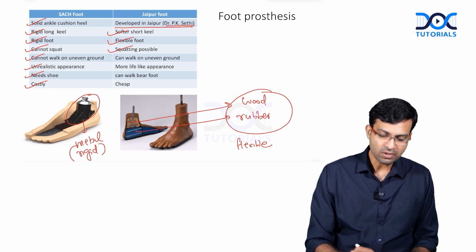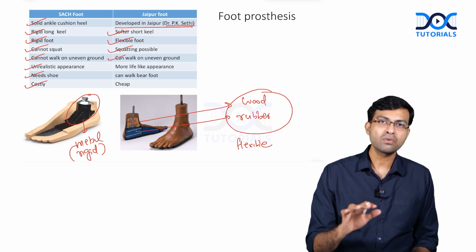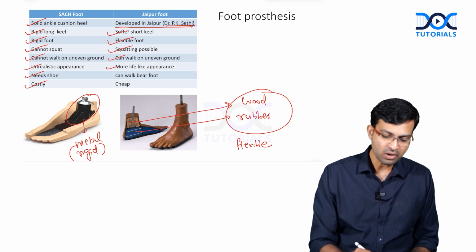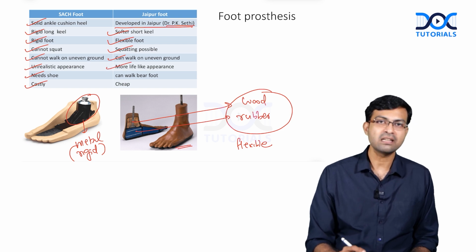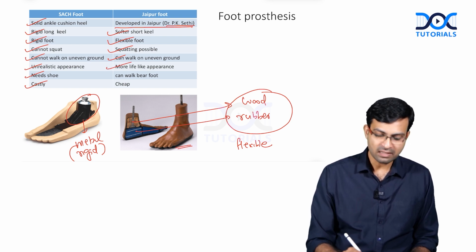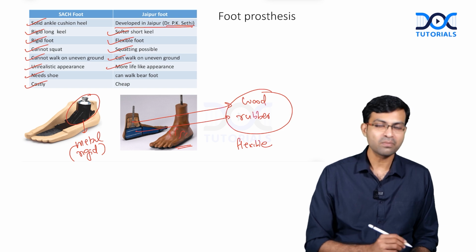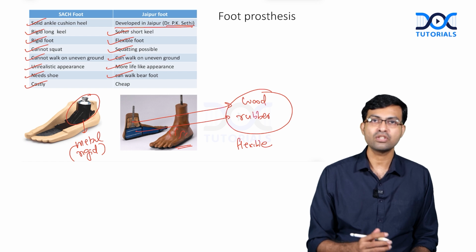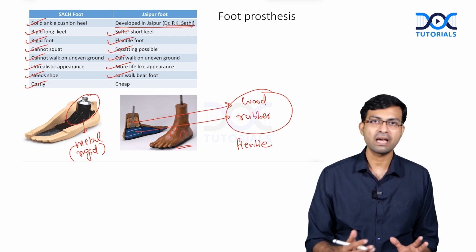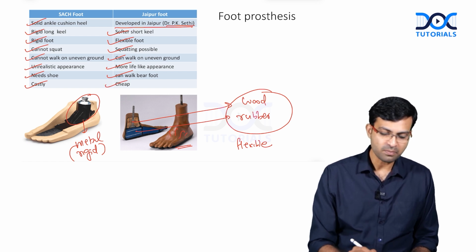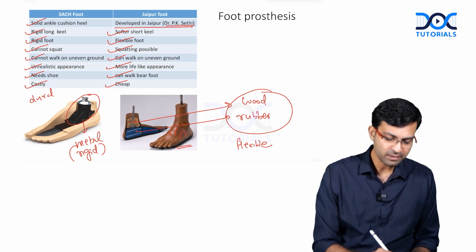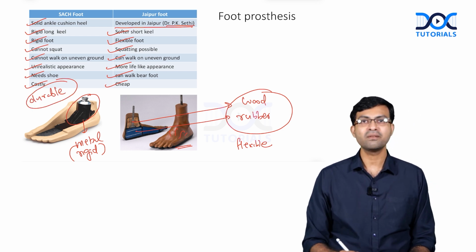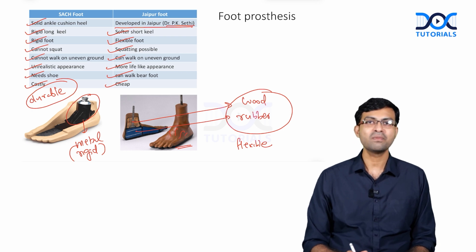so squatting is possible. The patient also will be able to walk on uneven surfaces. It is more lifelike, more similar to our Indian complexion. You can see veins and all are also visible on it. The patient can walk without any shoes. It can be used barefoot and it is also much cheaper. But what is the advantage of the SACH foot? The SACH foot is usually more durable. Because it is made up of solid metal, it is much more durable than your flexible Jaipur foot.